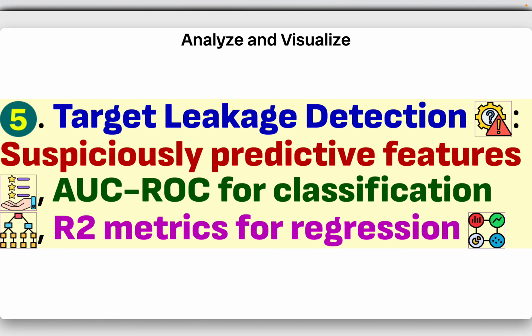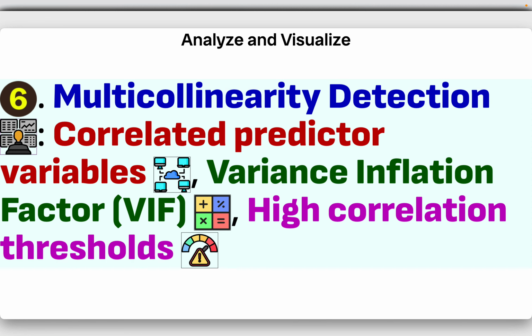The target leakage analysis identifies features that are suspiciously predictive of the target label using AUC ROC curves for classification and R2 metric for regression. Multi-collinearity detection identifies highly correlated predictor variables using the variance inflation factor (VIF), where a score greater than 5 indicates high correlation and scores are capped at 50.